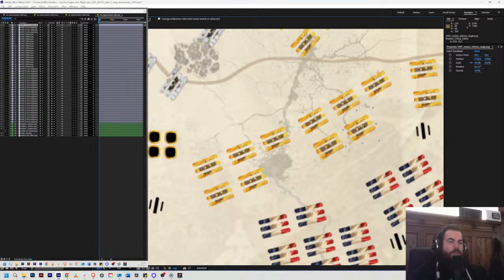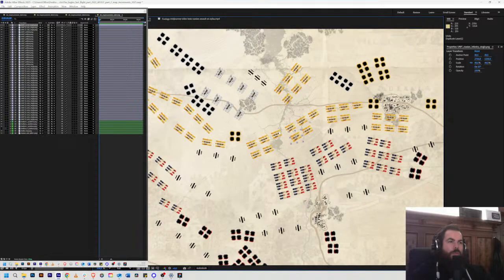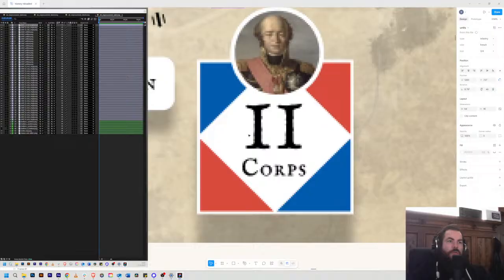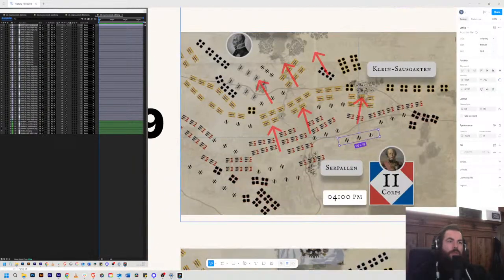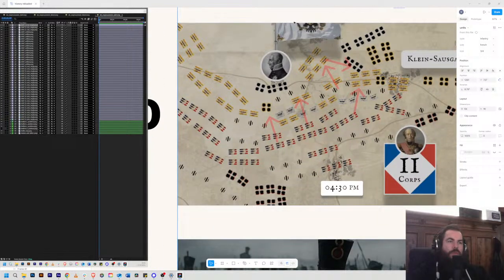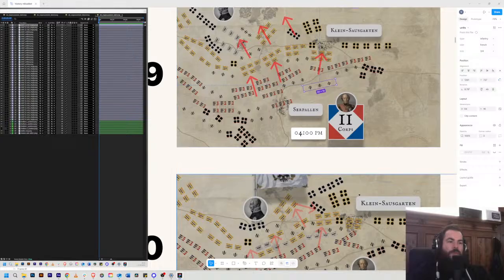Right. Oh wait. We need to make sure we only move those who will get replaced. So we gotta be watching for this. Alright, cavalry is riding this way.